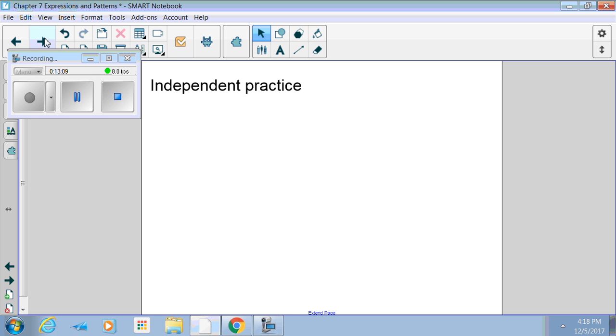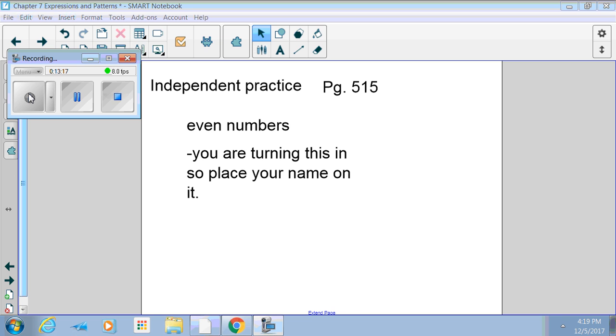And complete the, I don't remember if I said odds or evens. I'll clarify for you and write it on the screen. All right, so I just updated the screen for you. You should be on page 515, just to clarify. You are doing the even numbers, but remember, if you finish before time is up, go ahead and go back and do the odds, but this should take some time. And you are turning this in, so place your name on it. It'll go in the math tray when you finish or when Miss Maria tells you that it is time.